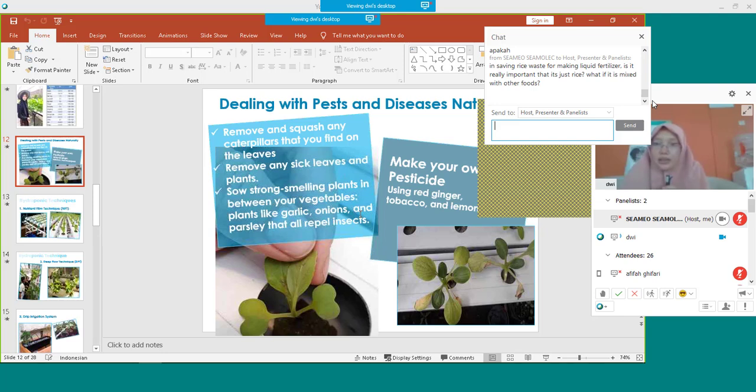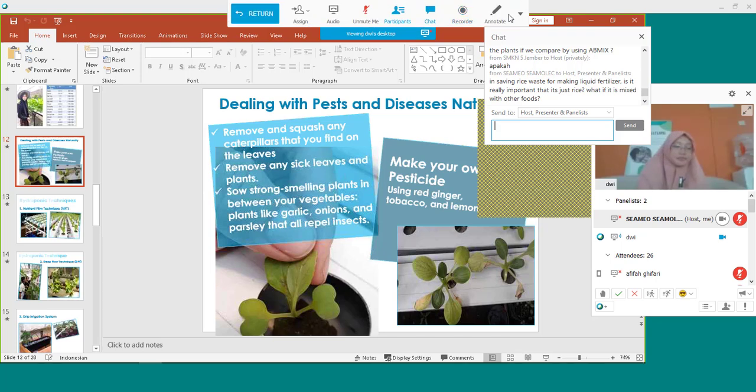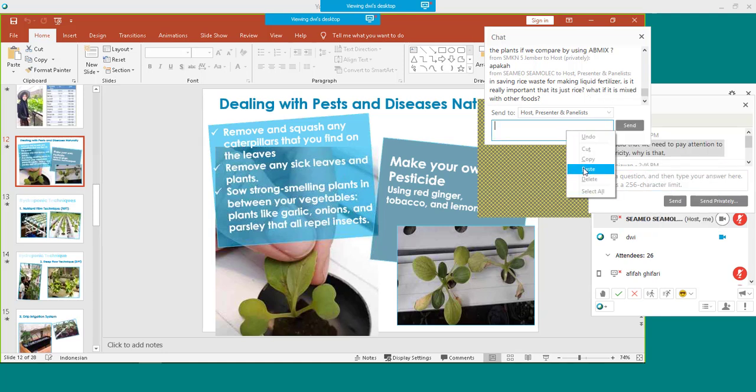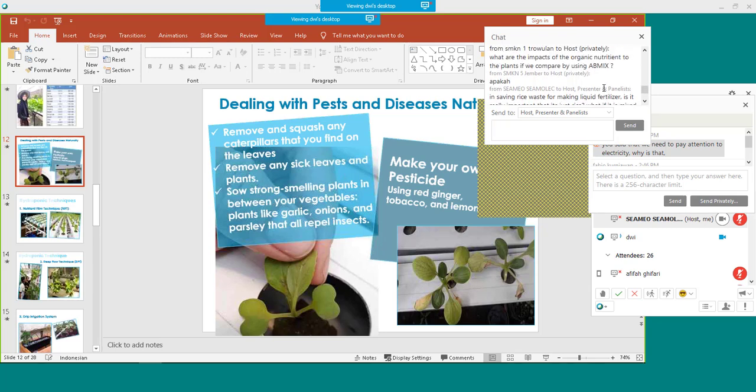In saving rice waste for making liquid fertilizer, is it really important that it's just rice? What if it is mixed with other food? Yes, we can use it, but we cannot use oil in our leftover of food. Actually, for making organic nutrition, we can make substance from anything using fermentation process.